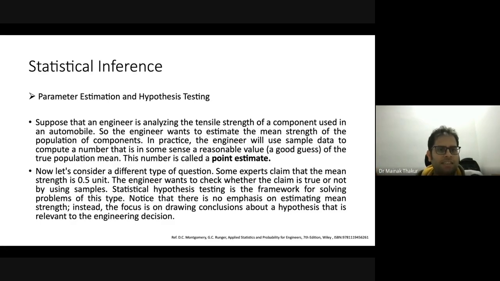So parameter estimation and hypothesis testing are the two parts of statistical inference. One is called parameter estimation. The other part is called hypothesis testing. So how are they different? They are basically two different types of inferences.